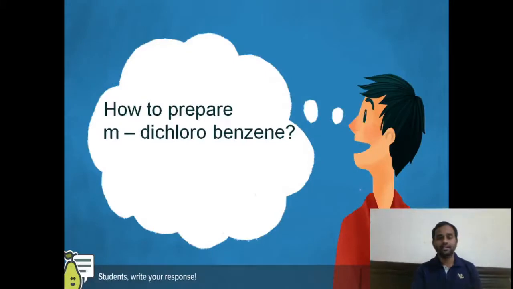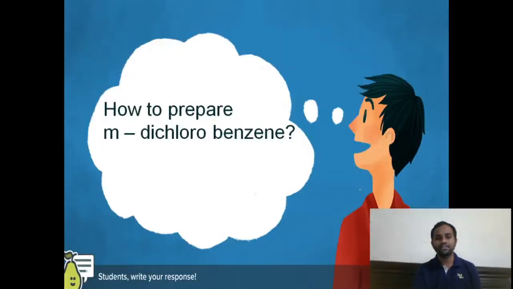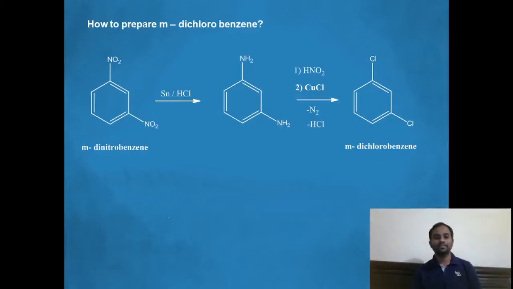And here is again an application of this reaction, that is Sandmeyer reaction, in preparing the meta-dichlorobenzene. How to prepare the meta-dichlorobenzene, right? So for that, what we are doing here, similar to that of previous case, we have to take the meta-dinitrobenzene, which we will get this reactant by simple nitration on benzene, followed by treating with the strong reducing agent.